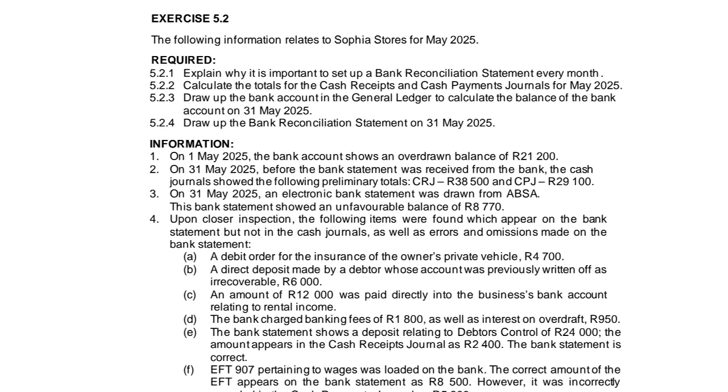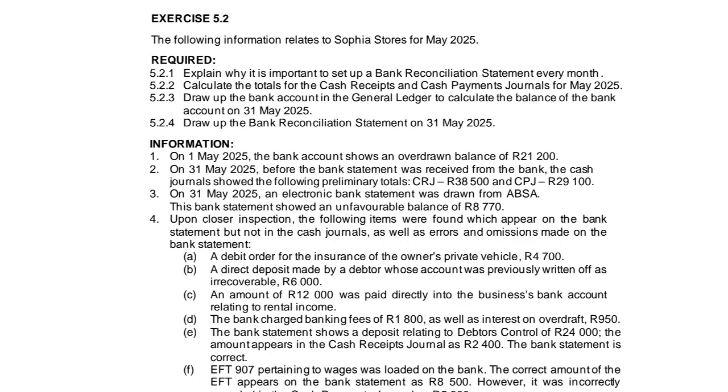Exercise 5.2. The following information relates to Sophia Stores for May 2025. Required. 5.2.1. Explain why it is important to set up a bank reconciliation statement every month. 5.2.2. Calculate the totals for the cash receipts and cash payments journals for May 2025. 5.2.3. Draw up the bank account in the general ledger to calculate the balance of the bank account on 31 May 2025. And 5.2.4, draw up the bank reconciliation statement on 31 May 2025.